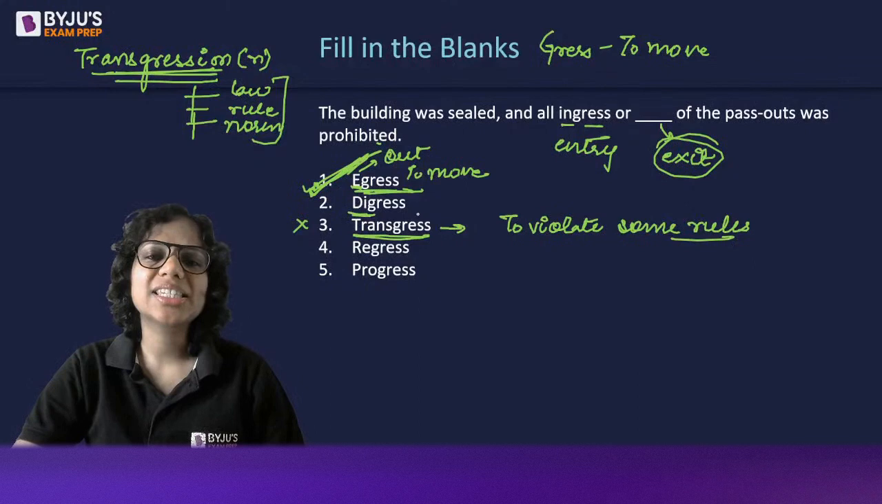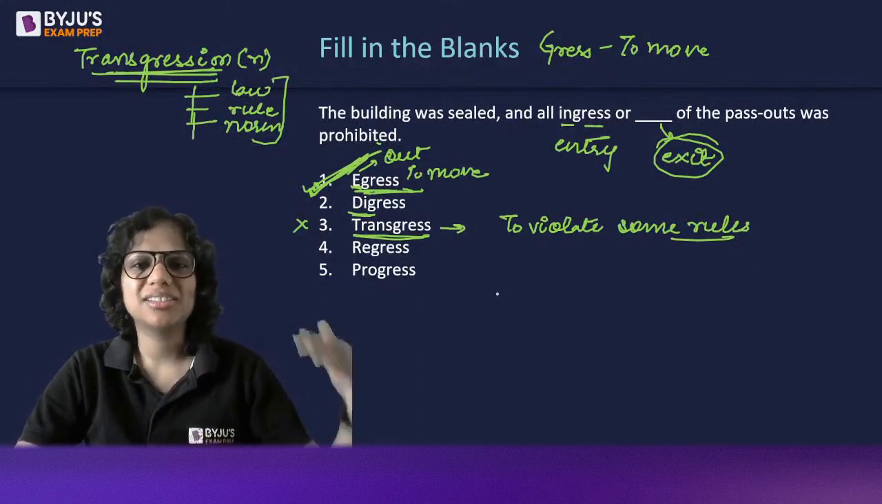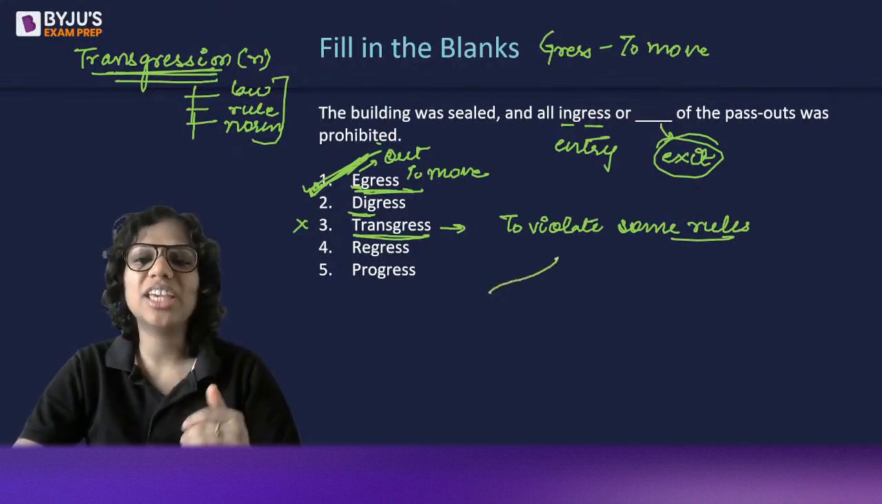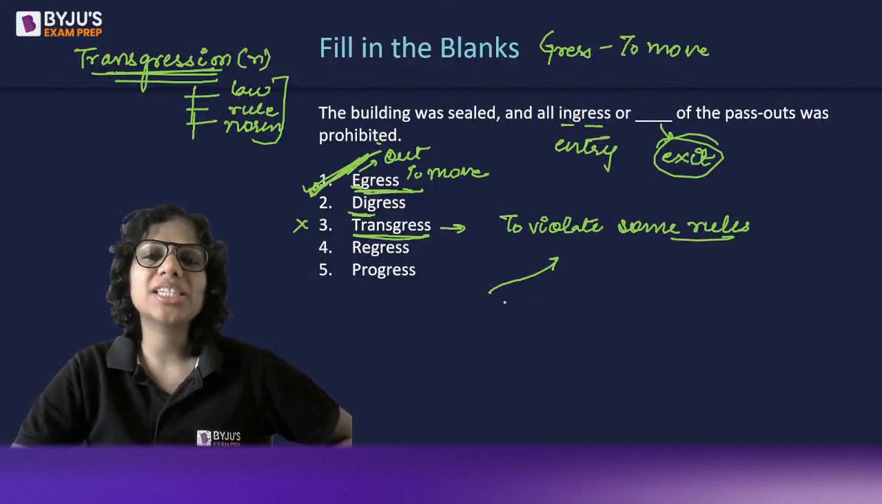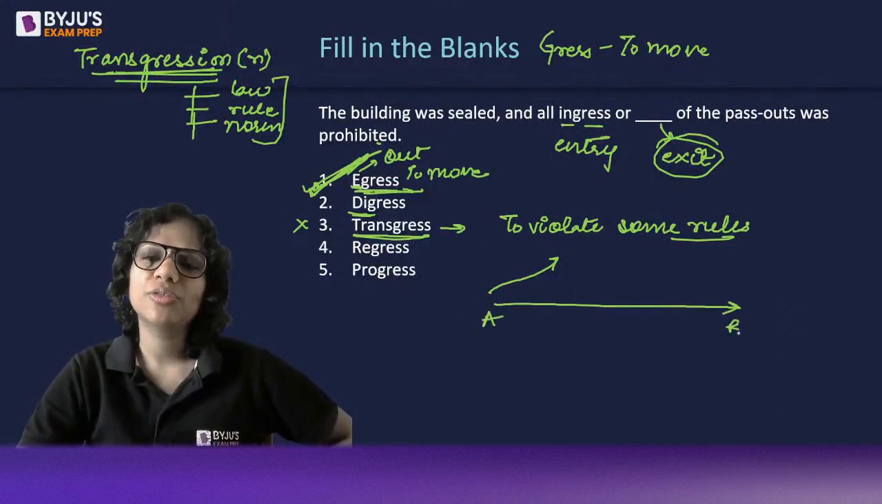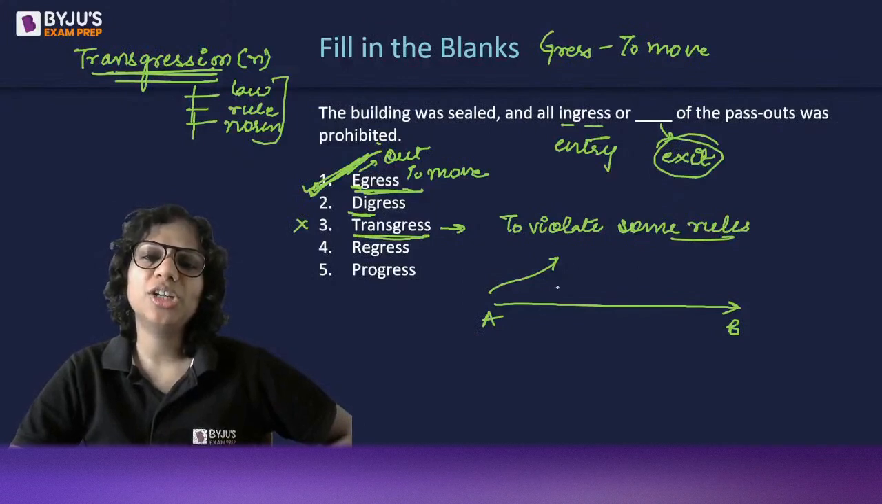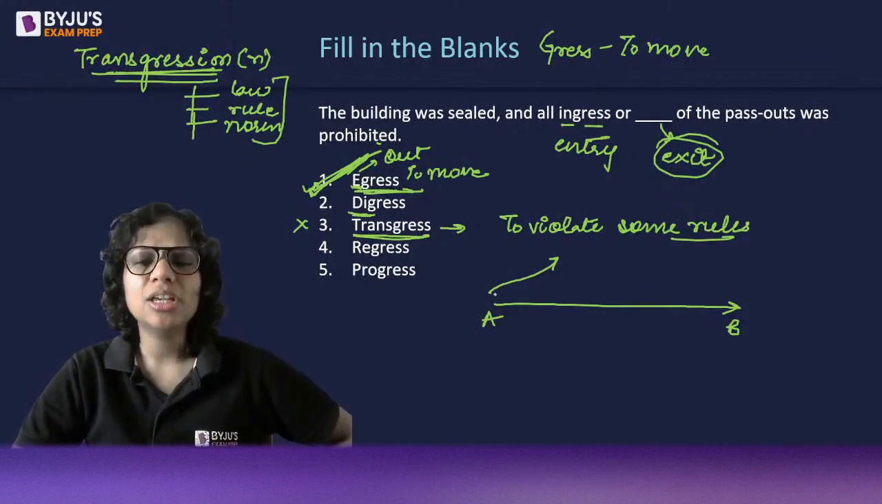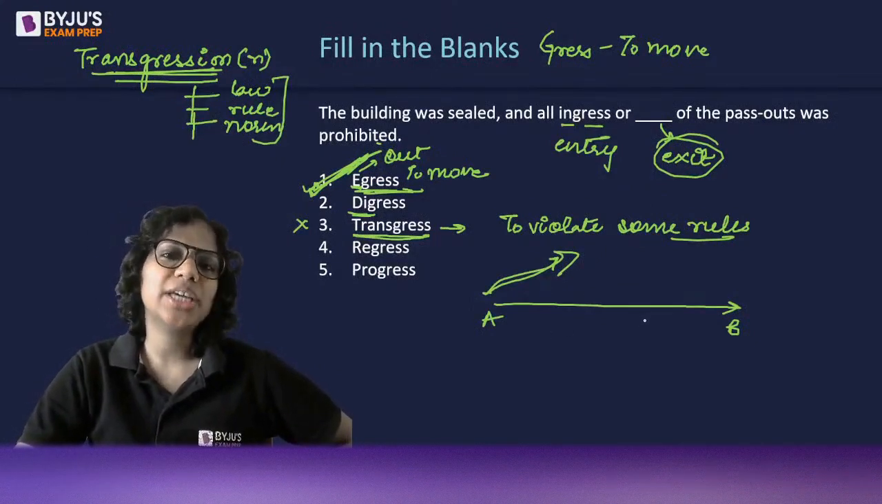Then digress is die. You move away. So when you digress, let's say from your path, let's say you're going to point B from point A, but then you take a detour, or let's say you forget the way, so you have digressed. This is the literal meaning. In life also, we may digress from the correct path.